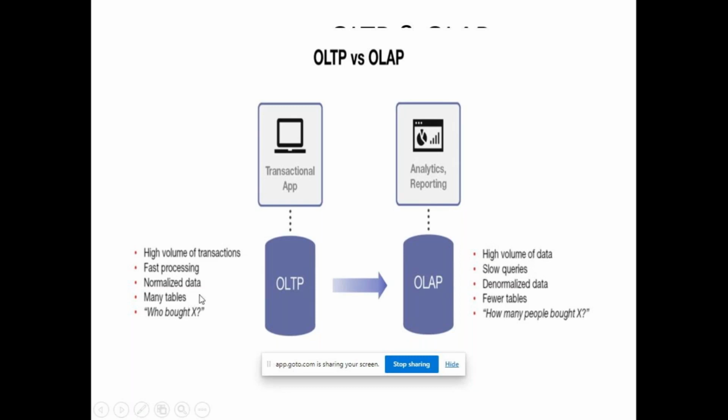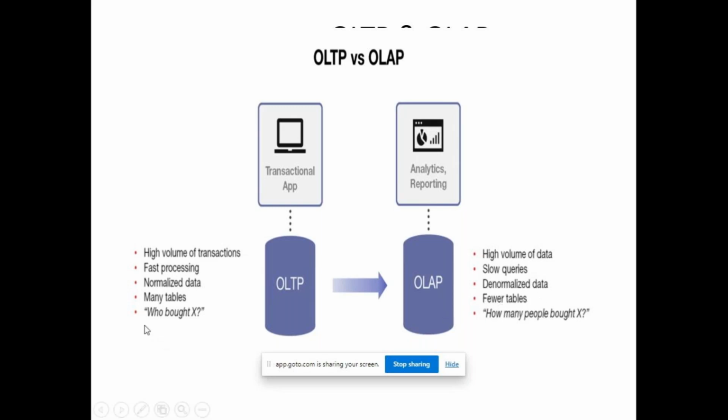In the OLTP system we maintain normalized data, which will not be duplicated. In the OLAP system, we can maintain denormalized data, meaning we can maintain the duplicates as well, such as the historical data of a particular employee or customer. In the OLTP system we can have n number of tables, whereas in the OLAP system we have fewer tables.